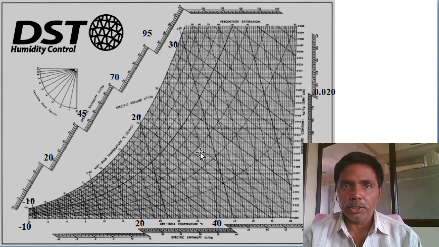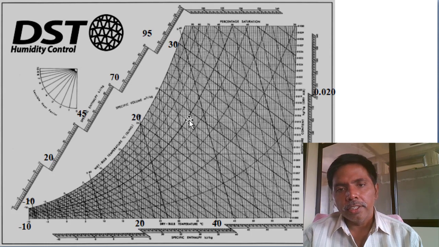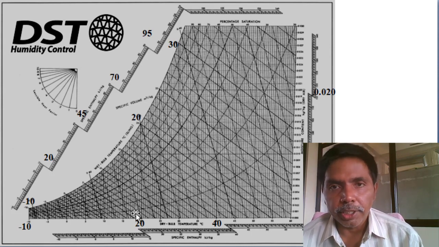Next, dew point temperature. I already mentioned it is important. Suppose this is the intersection point of dry bulb temperature and relative humidity. Then you move horizontally to the saturation curve, and you read the dry bulb temperature there, 20. Suppose here it is 35 degrees and 40 relative humidity. What is the dew point temperature? You just move horizontally to the saturation curve, and you get 20 as the dew point temperature.